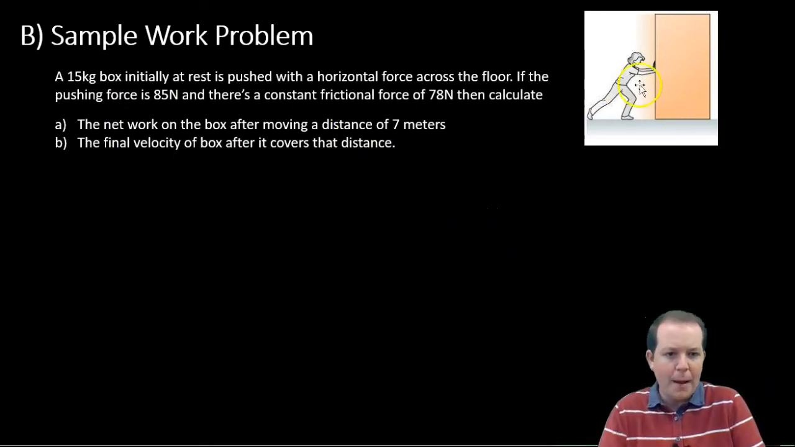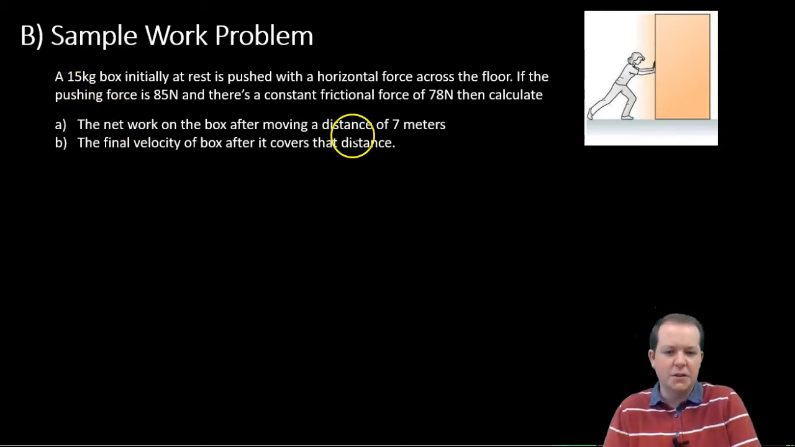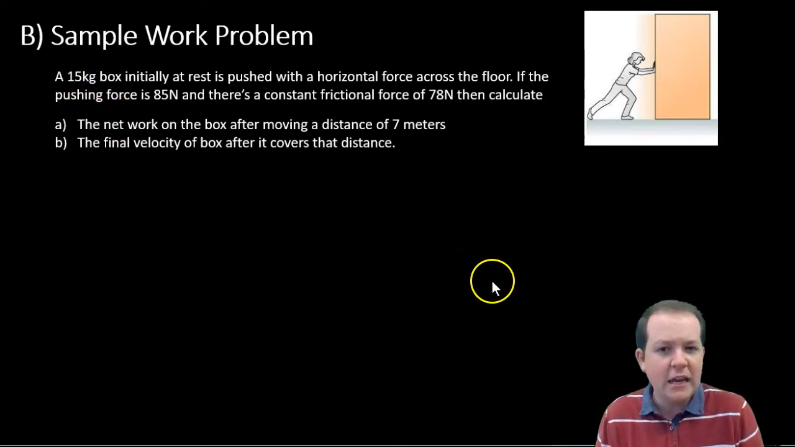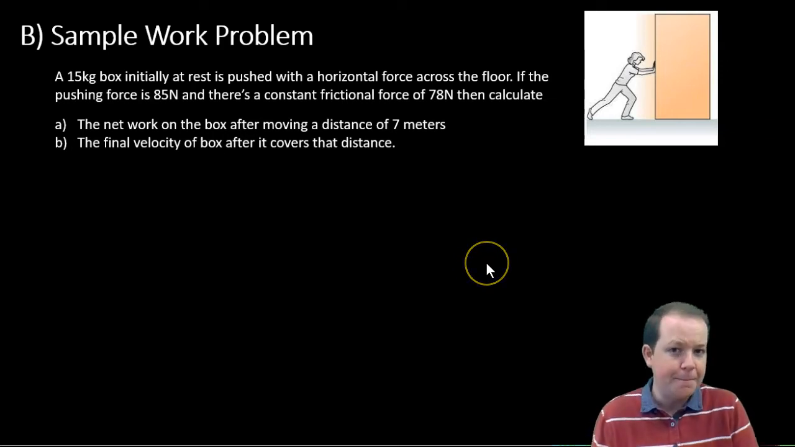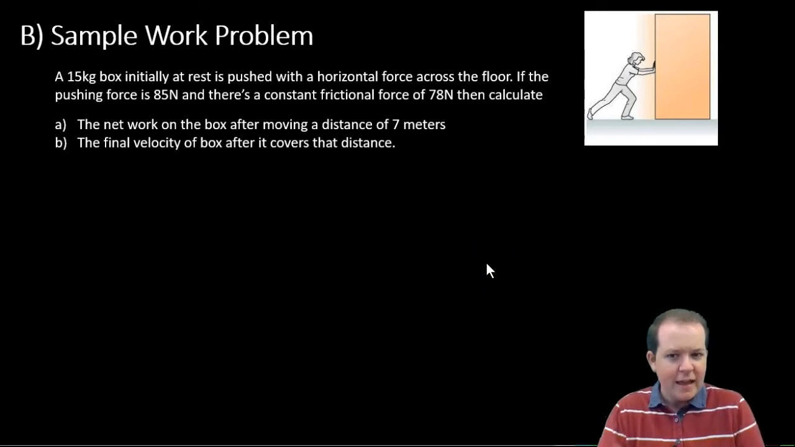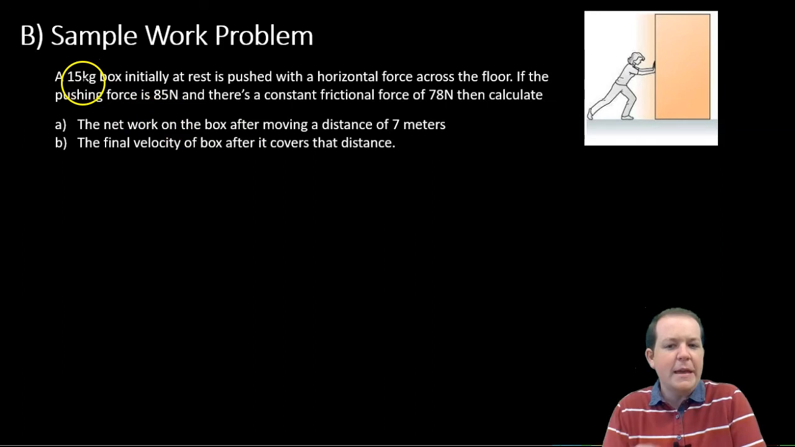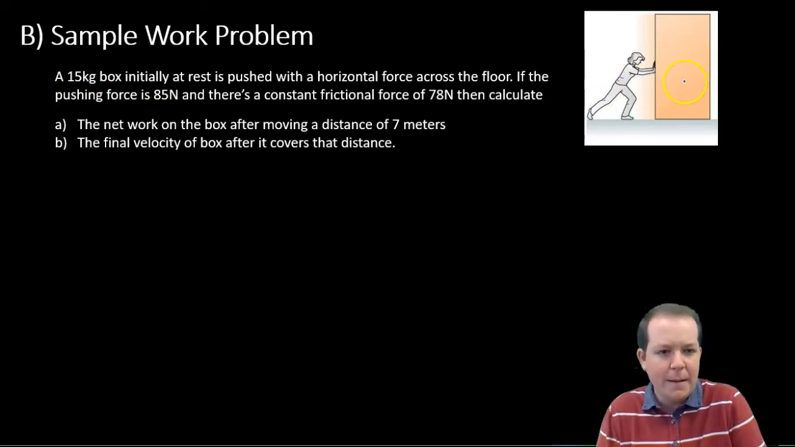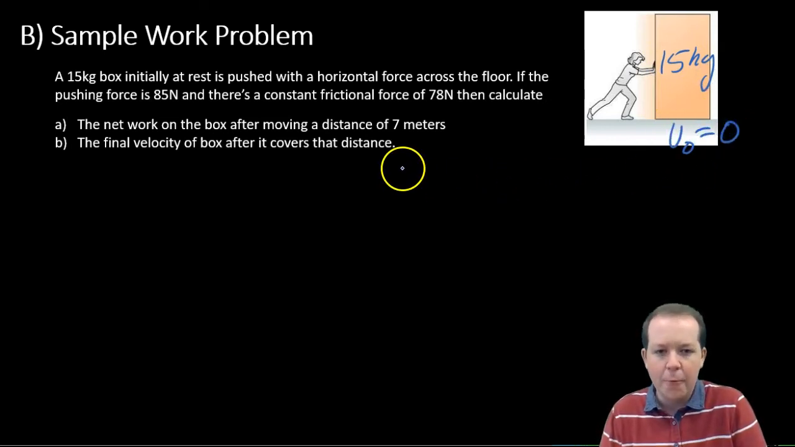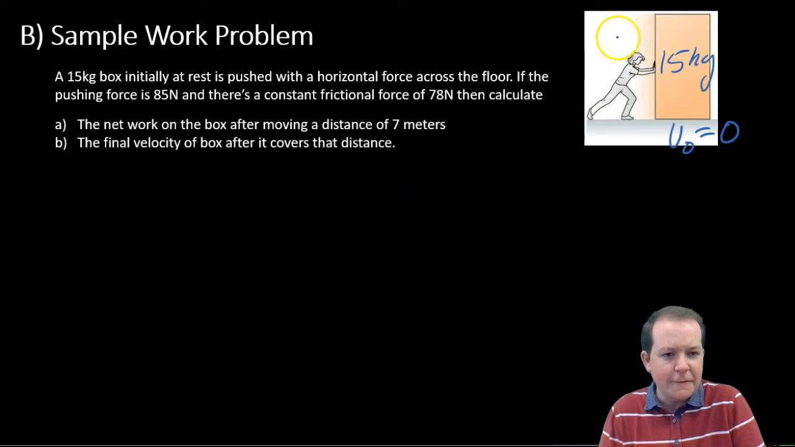So here's the problem. Some person is pushing a box. It gives some details right here. There's a part A and B. Try hitting pause and try the problem, and then hit play. Okay, did you try it? Part A says, after being told that we have a 15 kilogram box, so this right here is 15 kilograms, it starts at rest, so the initial velocity is 0. Okay, we're applying this pushing force. There's some pushing force P, and there's some frictional force we'll call F.